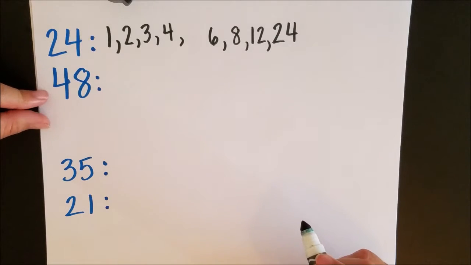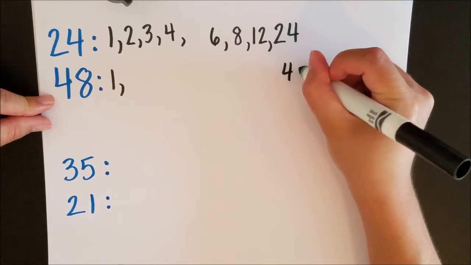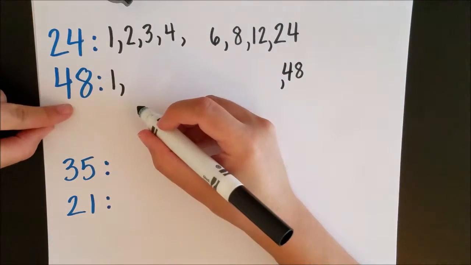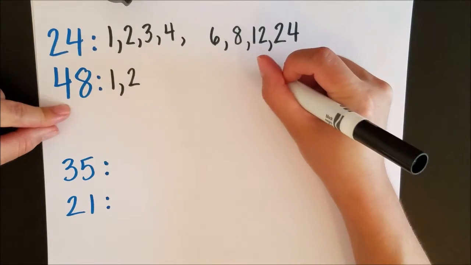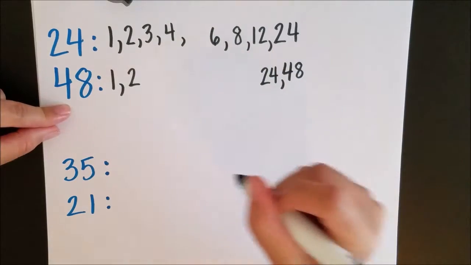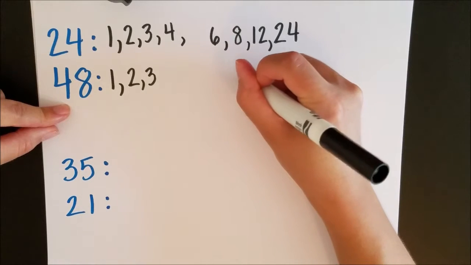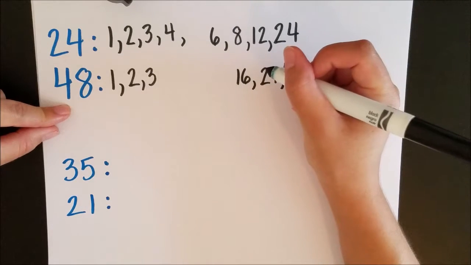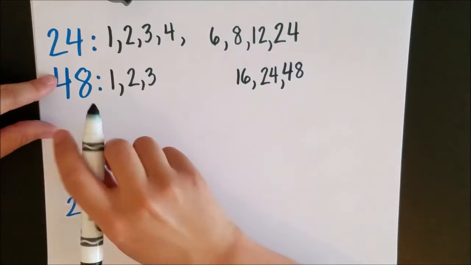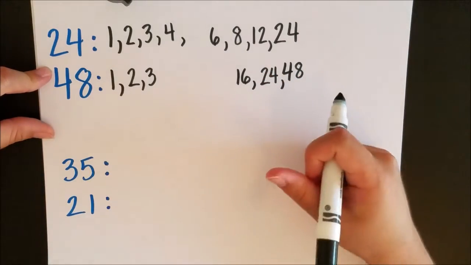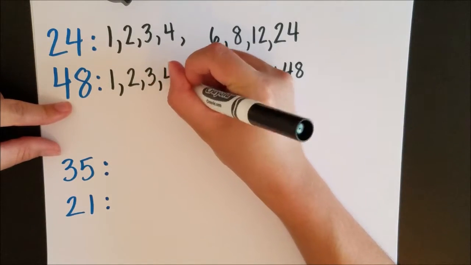So now moving on to 48, I'm going to do the same thing. 1 and 48. I can multiply 2 and 24. And then we have 3 and 16. And if you weren't sure if it was divisible by 3 or not, you could either try doing some division or use a calculator if you're allowed to use one. And then we have 4 and 12.